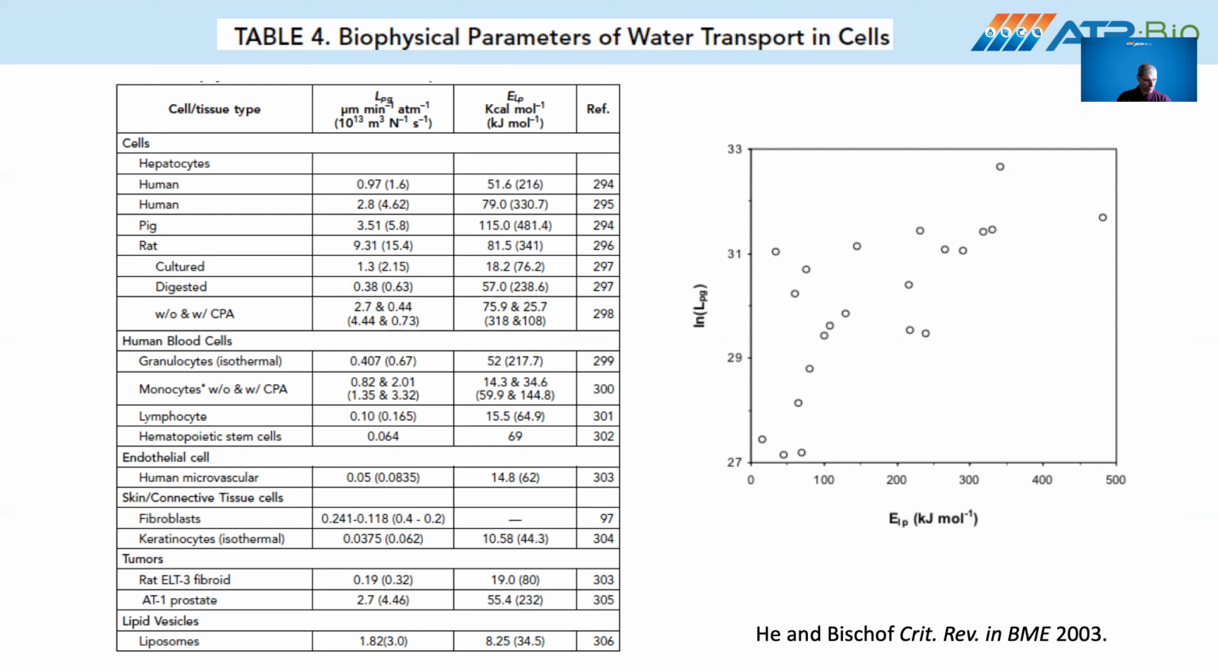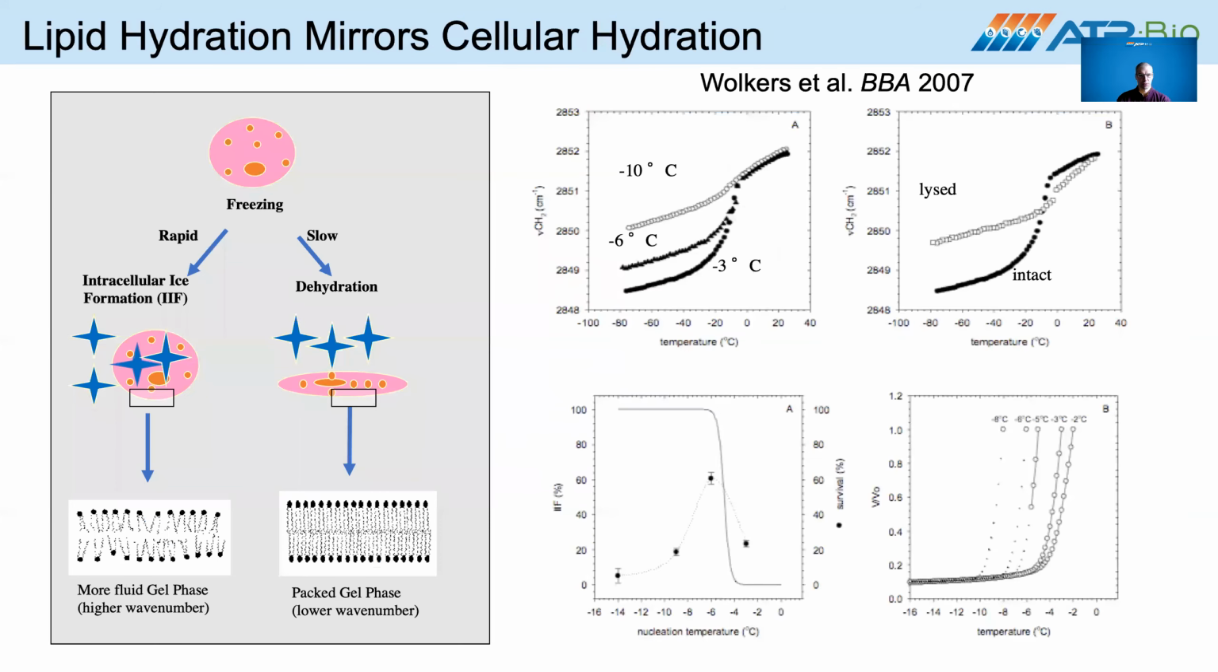There is a lot of interest in understanding a little more mechanistically, though, what is the permeability and how does it relate to, let's say, lipids? And so Wim Volkers has been doing a lot of work in this area using Fourier transform infrared spectrometry. And what he's shown is that lipid hydration actually mirrors cellular hydration. So what you see here, if you freeze rapidly or slowly, you get a very different behavior in the lipids in terms of the phase change. And that's shown in this BBA article from Wim.